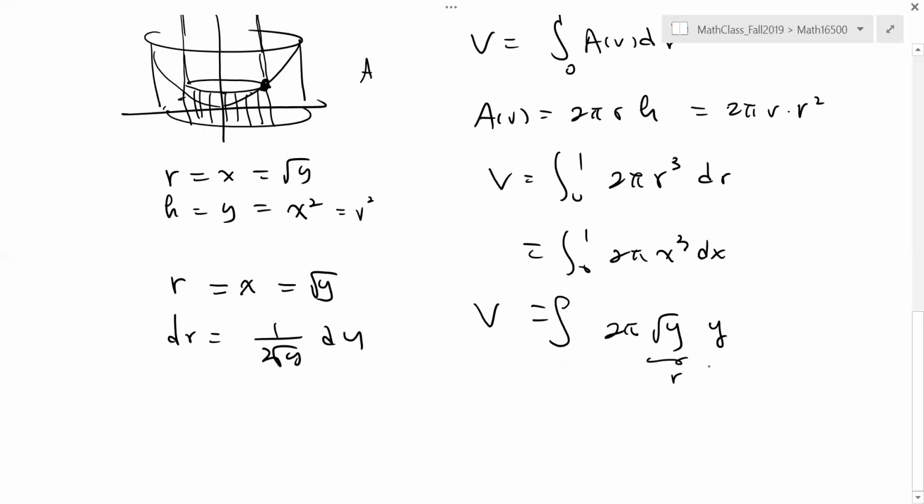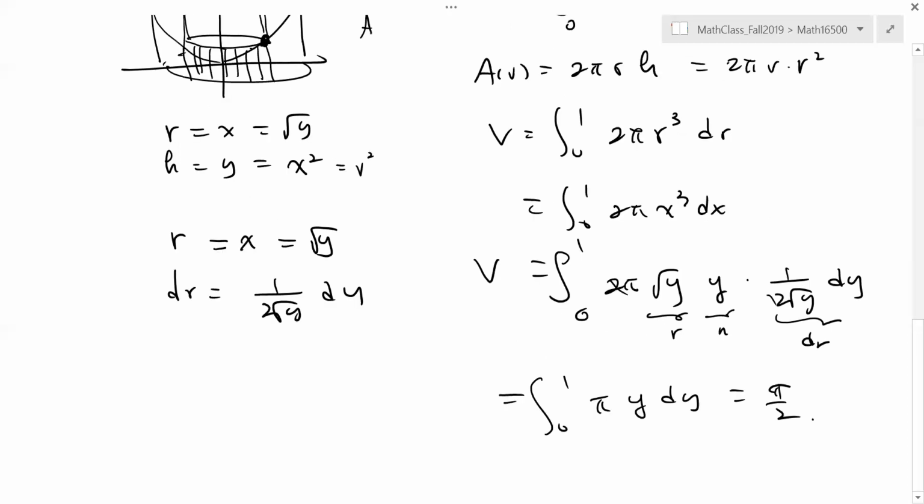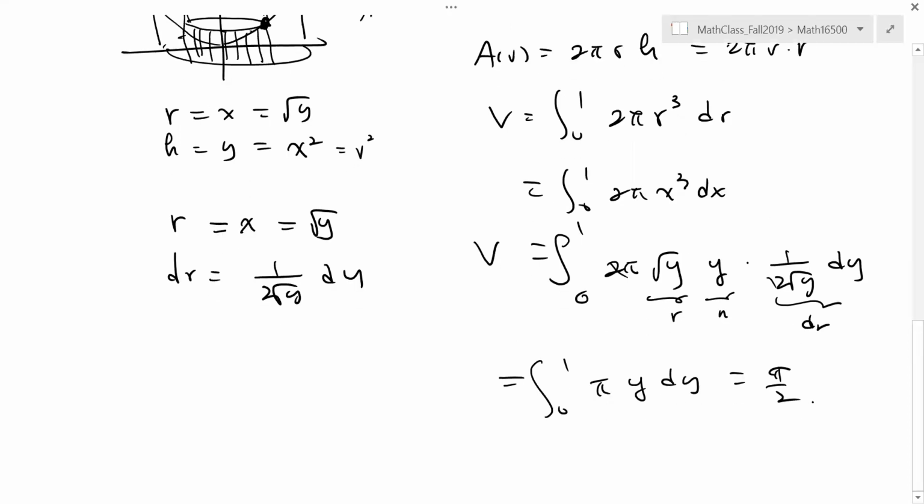This is R, this is H, okay? And the dr is going to be this. This is the dr. And the R starts from 0 to 1. It will be Y starting from 0 to 1. And surprisingly, it's even simpler. Just integrate this. Okay? The answer is going to be half pi. The same, if you want to evaluate it, it's half pi.